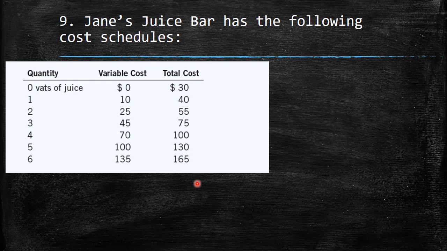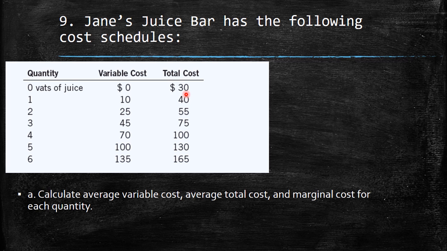The other question says, Jane's juice bar has the following cost schedules. So here we have basically the same as we did before with the dozen pizzas, but with vats of juice. Here we have the variable cost, and here the total cost. Here you automatically infer that the 30 is going to be the fixed cost. The question says to calculate the average variable cost, average total cost, and marginal cost for each quantity.